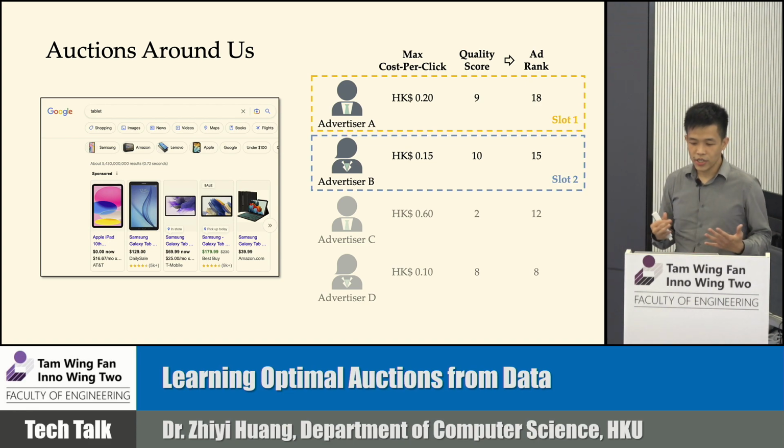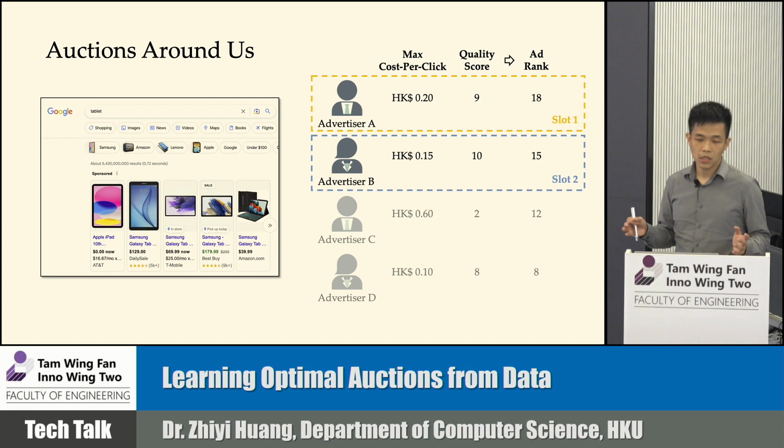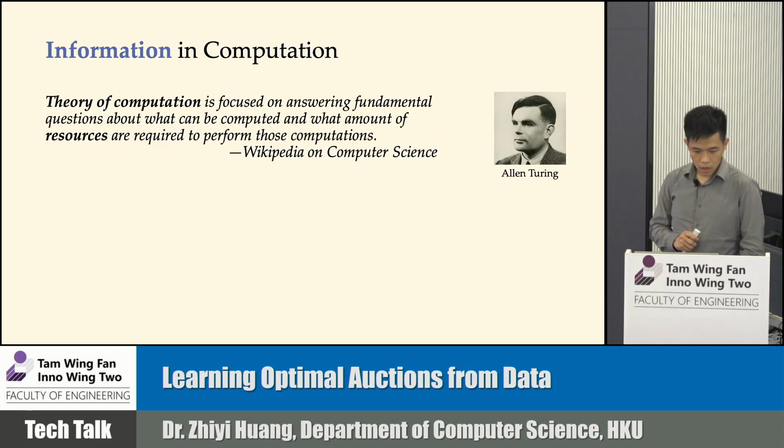The ad auction contributes hundreds of billions of US dollars of annual revenue to these major search engine companies. Its magnitude has far surpassed all the traditional advertisement business, like magazines and TV, combined. Okay, so these are some examples of auctions that are happening around us every day.